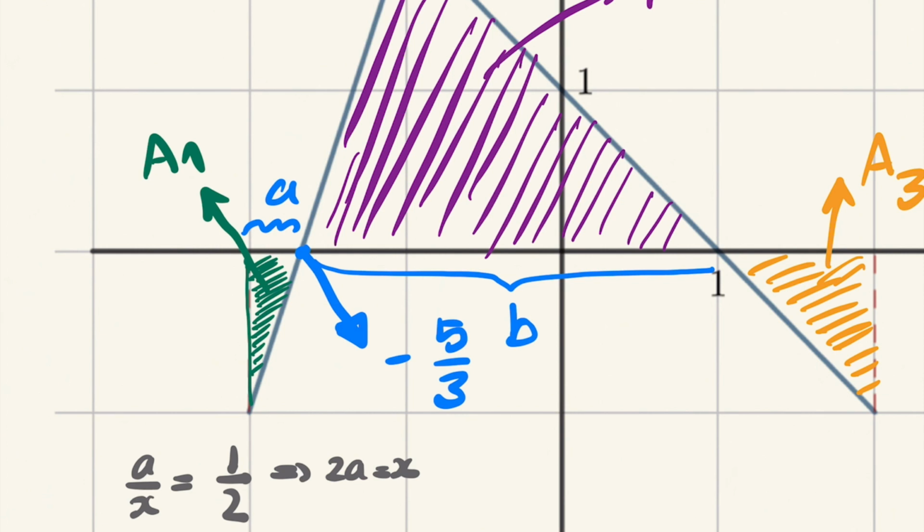Yes? 2a is equal to x. So it means that 2 times this is equal to that. So it is clear what should happen. If I divide this into 3 pieces, each piece is 1/3. But I want to know about this. This was -2, so I just add 1/3 to it, so it becomes -5/3.